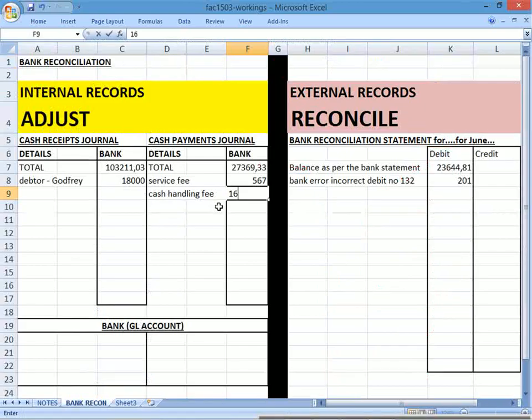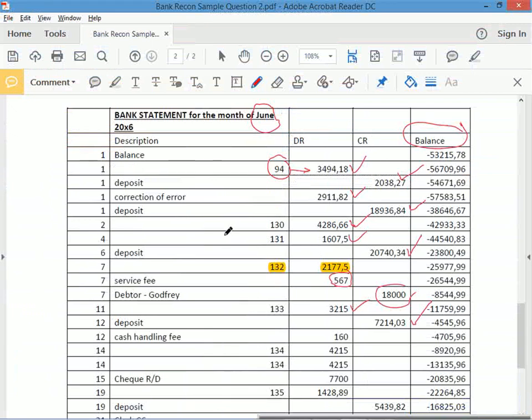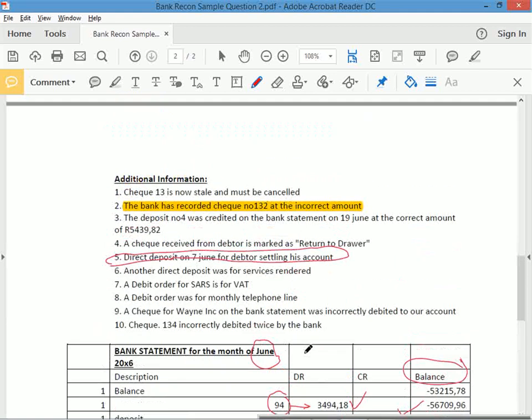Cash handling fee 160. Next. Now we've got another payment. Oh, we've got two payments. That's unusual. We need to circle. Is it possible to confirm both? Let's check. Let's go back.